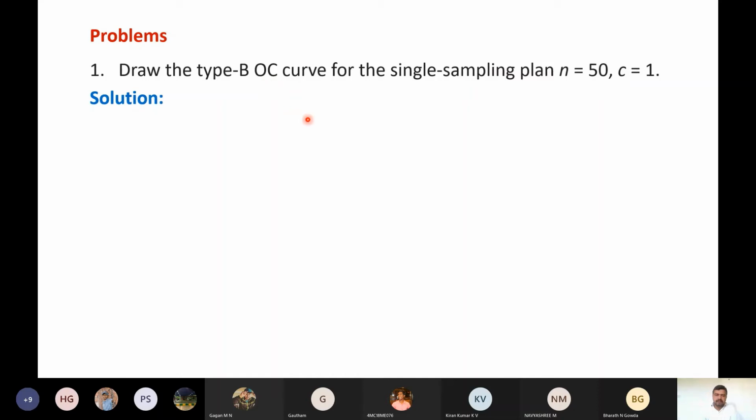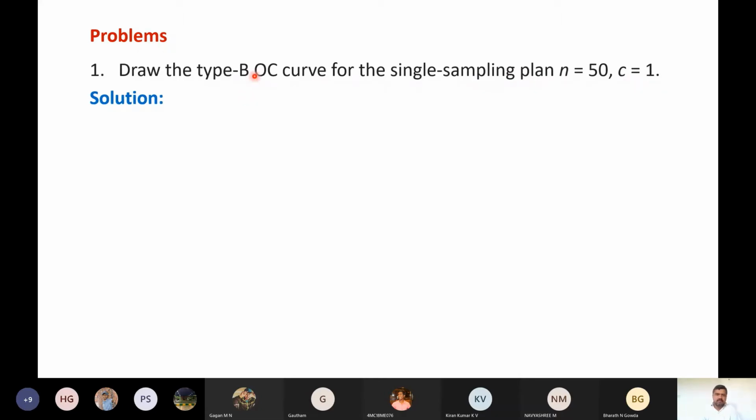In an OC curve, we plot the probability of acceptance versus lot fraction defective. On the y-axis we will consider the probability of acceptance, PA, and on the x-axis the lot fraction defective. Now in this problem, draw the type B OC curve for the single sampling plan where n is equal to 50 and c is equal to 1.